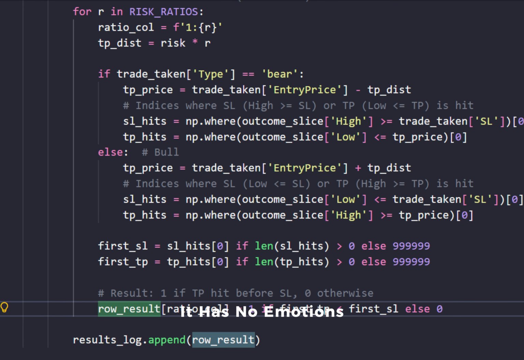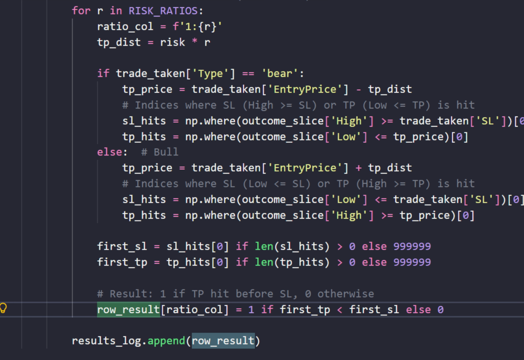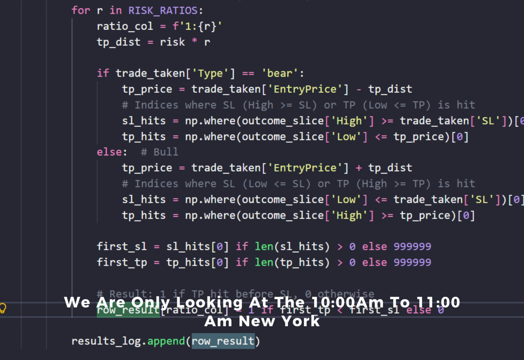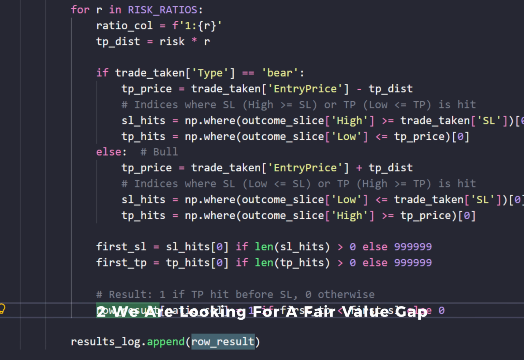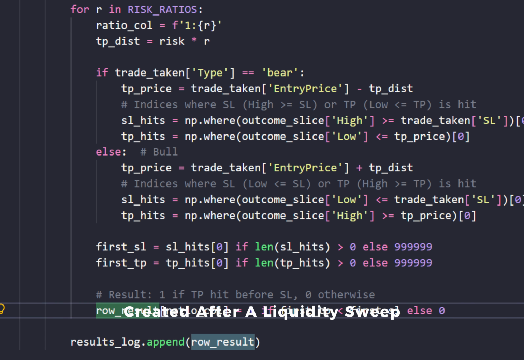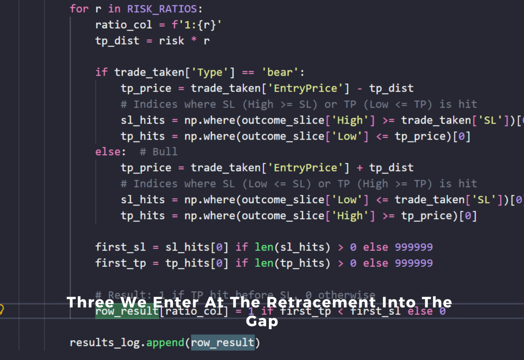It has no emotions. I programmed the exact rules of the ICT Silver Bullet. 1. We are only looking at the 10 a.m. to 11 a.m. New York local time window. 2. We are looking for a fair value gap created after a liquidity sweep or a market structure shift. 3. We enter at the retracement into the gap.